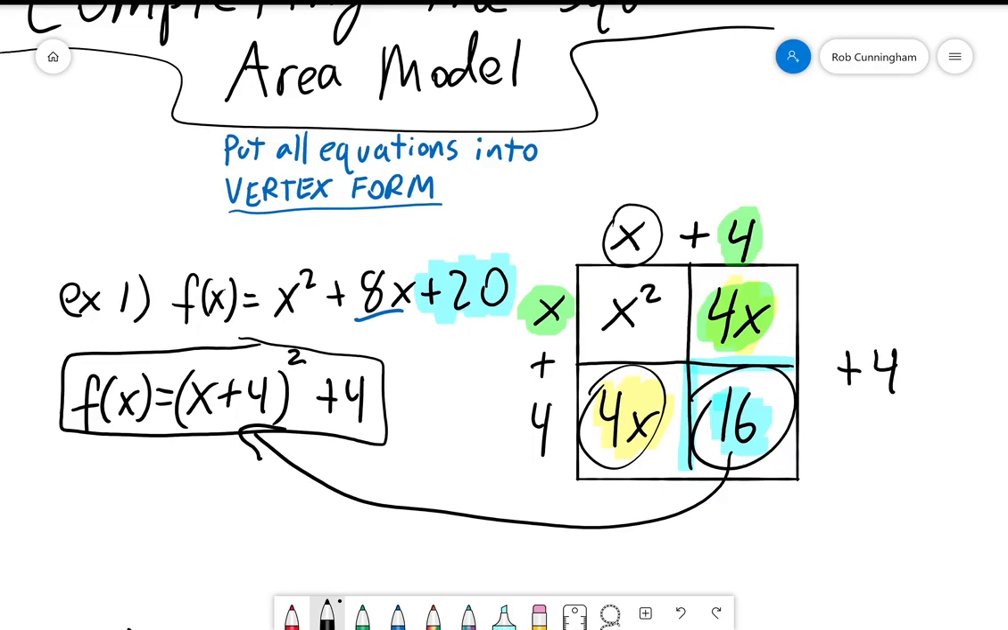So when we are doing this completing the square, we need to figure out what the constant is going to be in order to make a perfect square, and then we have to adjust our equation accordingly. Let's take a look at another example.